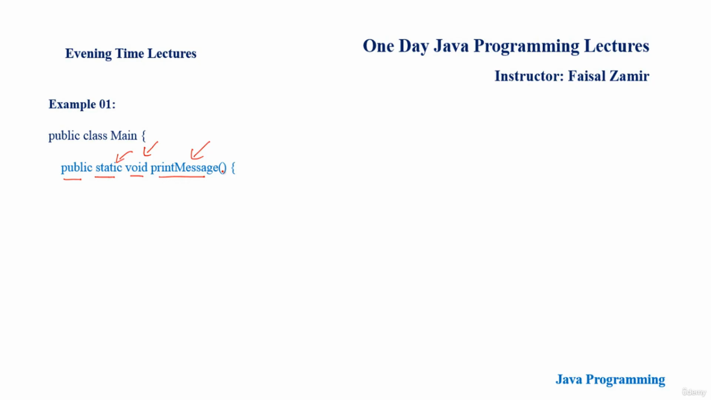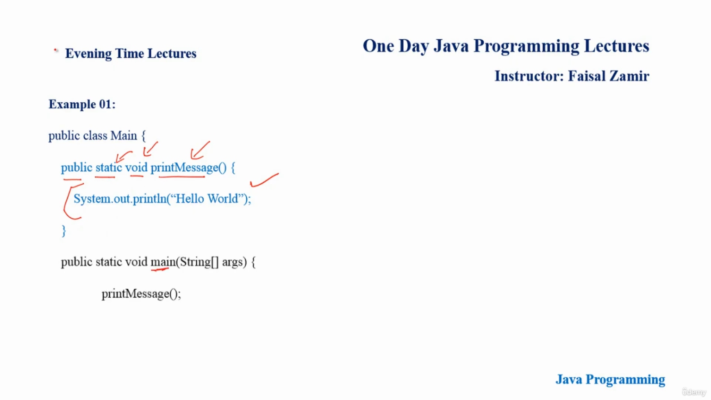Parentheses, you can see that there is no parameter in the parentheses because parameters are optional. Curly braces, so this is actually the body of the function. In the body of the function, you mention all the code which you want to execute. That code you have to write in this block, between the starting and ending curly braces. So it will display hello world when I call this function.